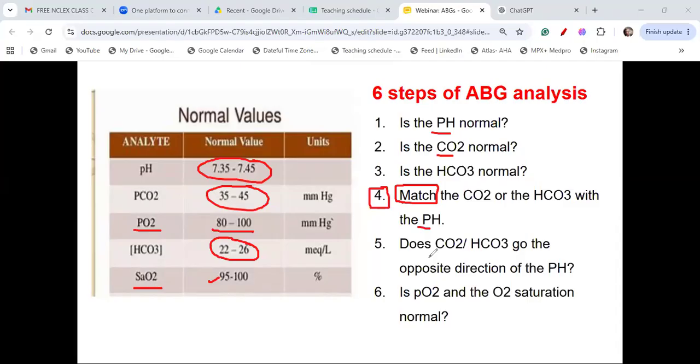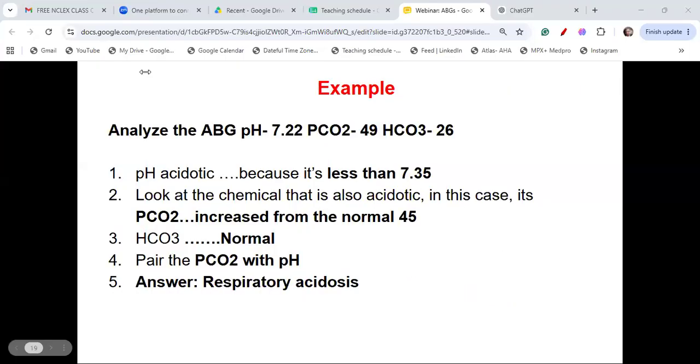Step number 5, does CO2 or bicarbonate go in the opposite direction of the pH? And lastly, if you're given the PO2 or the SO2, check whether they are normal. But in many instances, you may not see this. Mostly you'll find the CO2, the pH, and the bicarbonates being presented to you. Now let's use an example to introduce that aspect of matching.